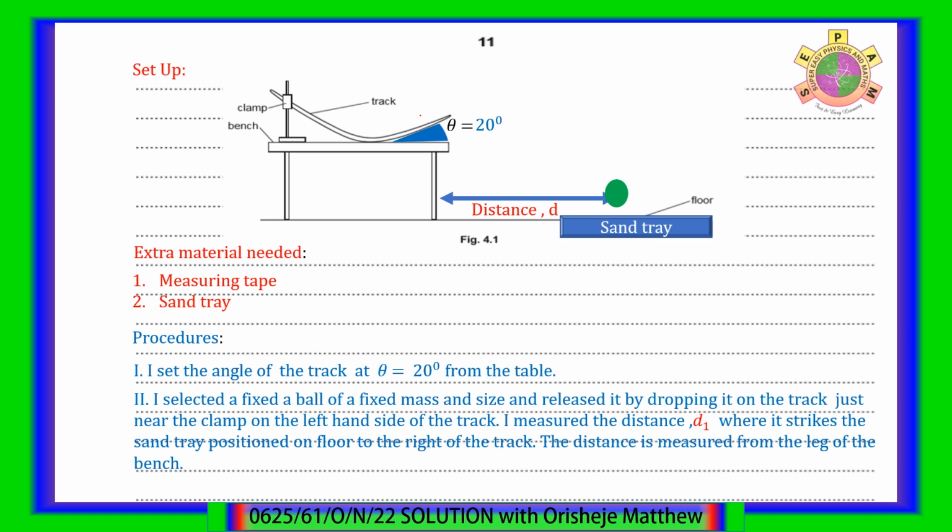So I select a fixed ball and release it by dropping it on the track just near the clamp. Drop it here. I measure the distance D1 where it strikes the sand tray position on the floor to the right of the track. The distance is measured from the leg of the bench. So I did that, so you state that. Then I record the angle theta equals 20 degrees and the distance D traveled by the ball.